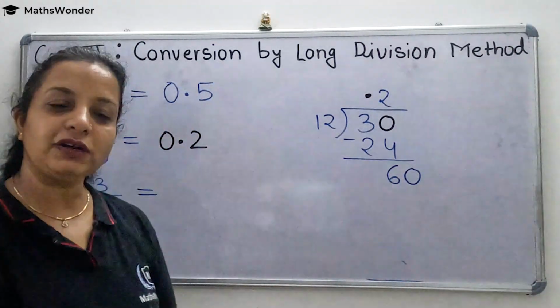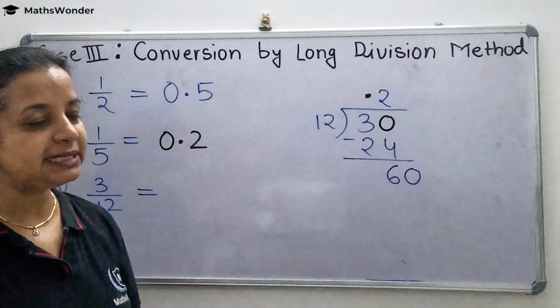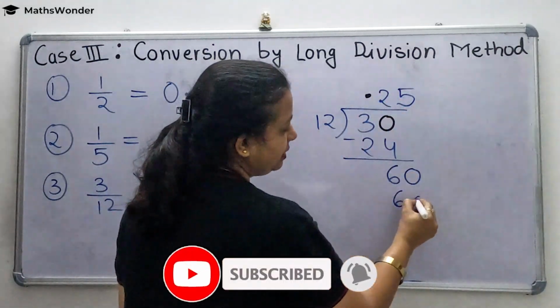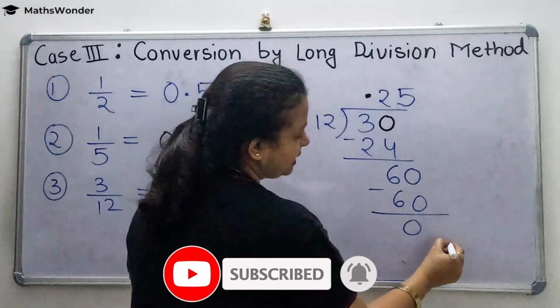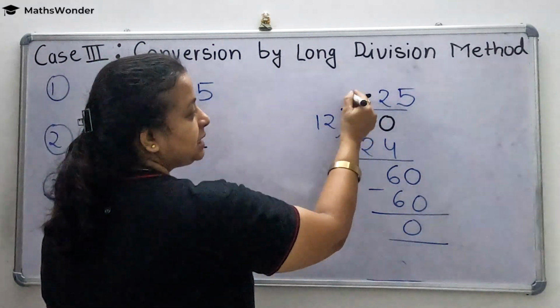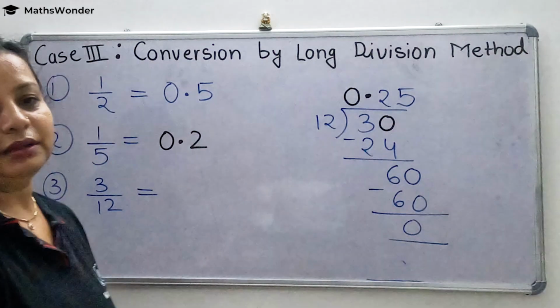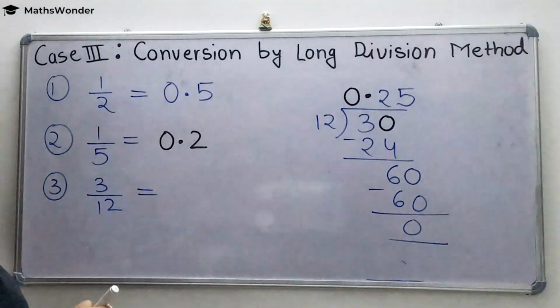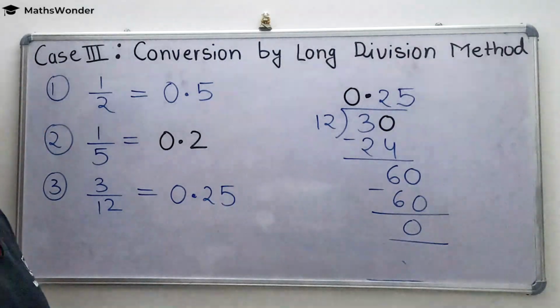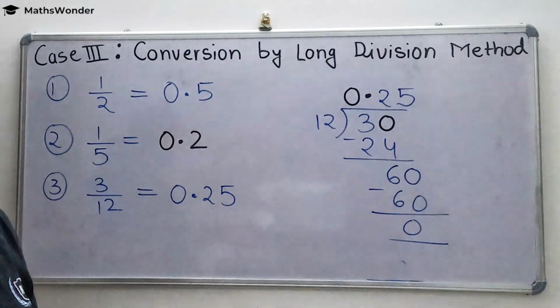Now 12 times what will give 60 or less than 60? 5, absolutely. So 12 times 5 will be 60. Now you can see we got the remainder 0. Because here is a decimal, give 0 in front of the point. So your answer is 0.25. This is converting into the decimal. Got it?